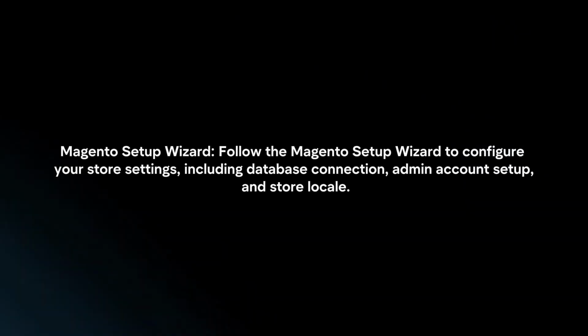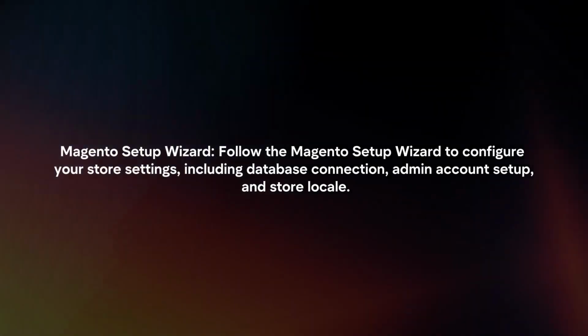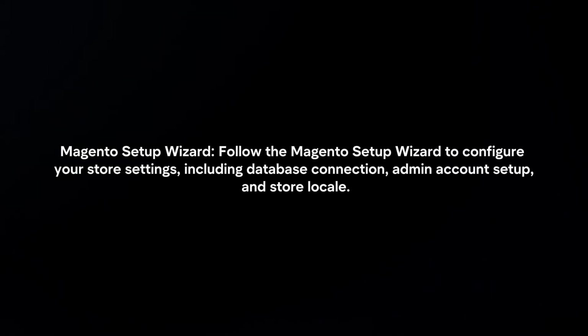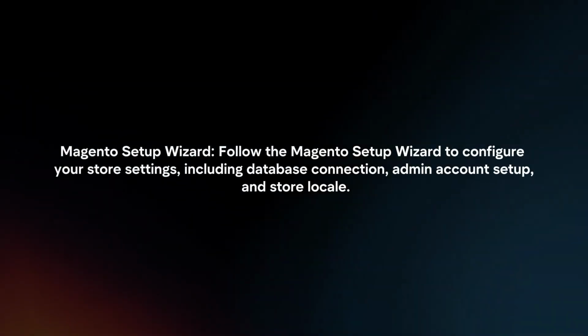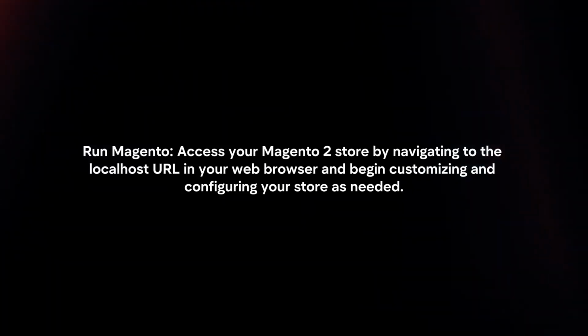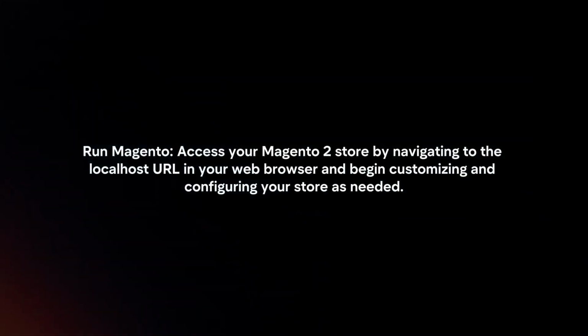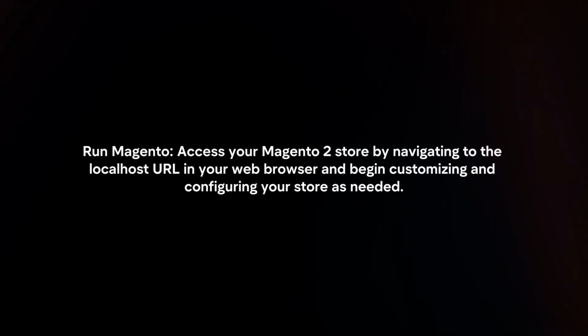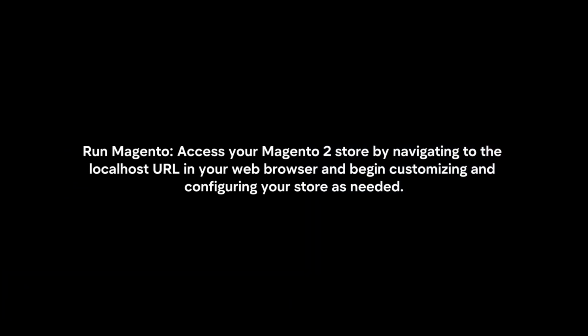Magento Setup Wizard. Follow the Magento Setup Wizard to configure your store settings, including database connection, admin account setup, and store locale. Run Magento. Access your Magento 2 store by navigating to the localhost URL in your web browser and begin customizing and configuring your store as needed.